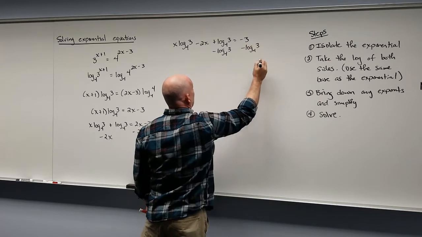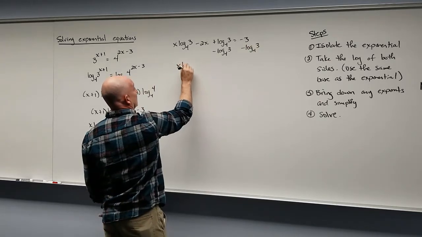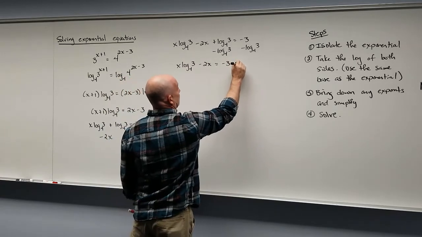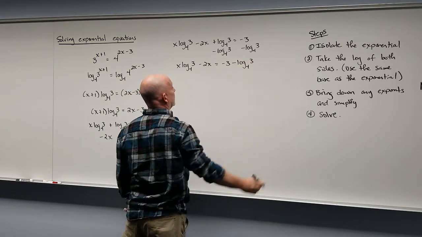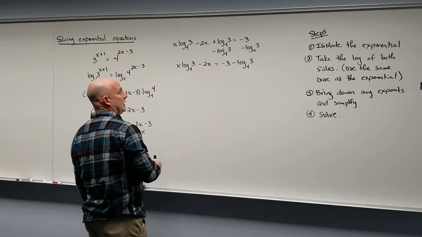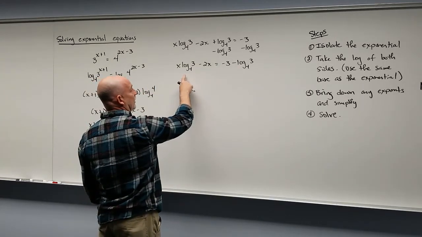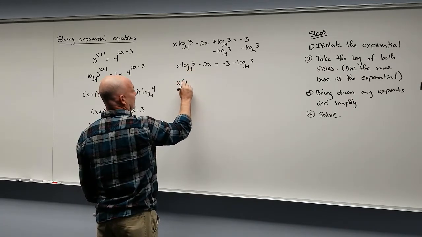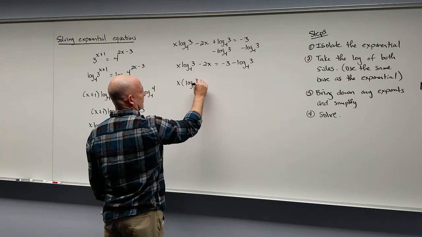Let's move everything that doesn't have an x to the other side. So I'm subtracting log base 4 of 3. x log base 4 of 3 minus 2x is equal to negative 3 minus log base 4 of 3. Now I've got all my x's on one side, everything that doesn't have an x on the other side, I need to divide by what's in front of my x. The problem is I have two terms with an x. We've seen that when that happens, we factor out the x, minus 2.